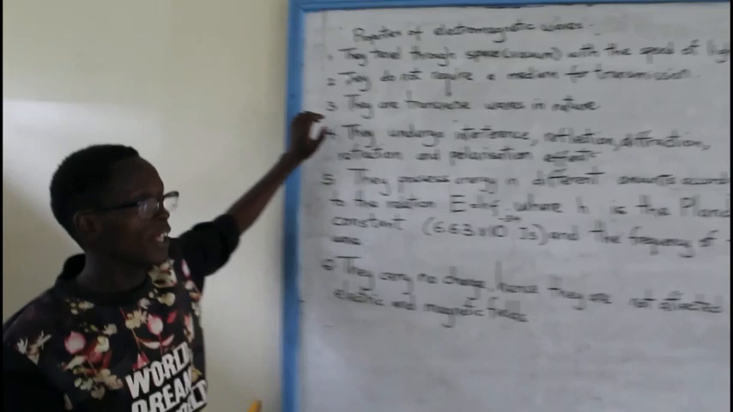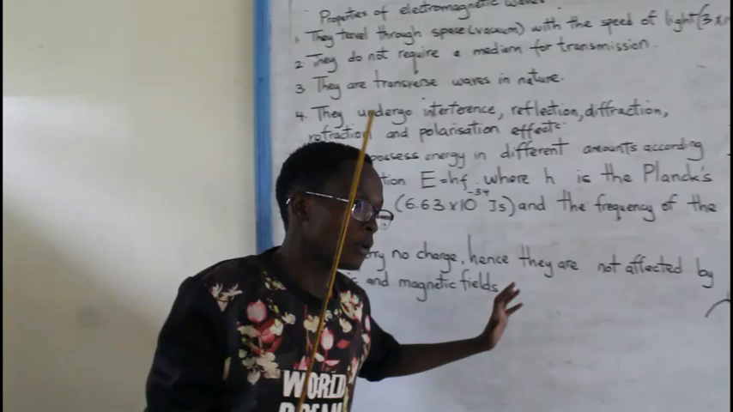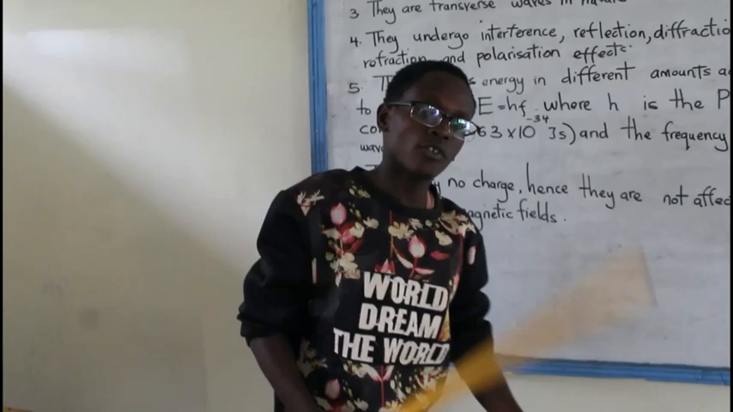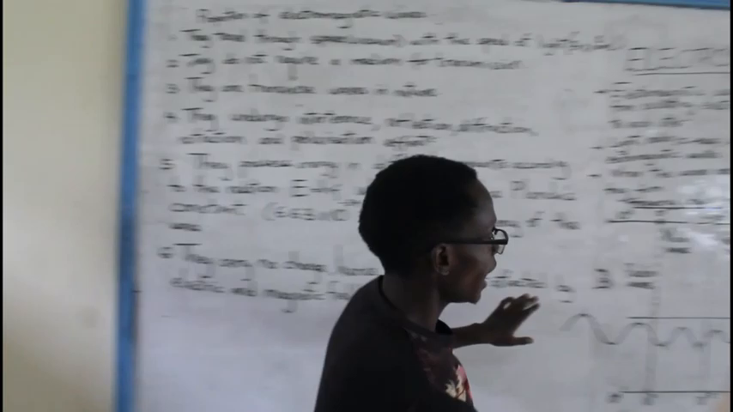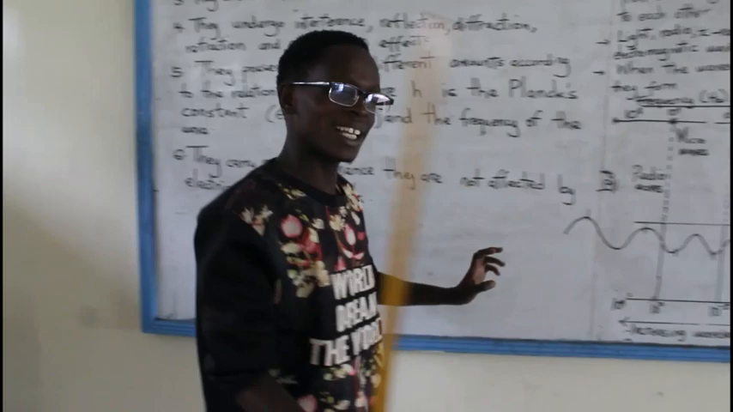The other property is that they are transverse waves in nature. So, what are transverse waves? Transverse waves are waves whose particles vibrate perpendicular to the wave travel, and are transmitted through a series of alternating crests and troughs. So all these electromagnetic waves are transmitted through alternating crests and troughs, and their particles vibrate perpendicular to the direction of the wave travel, as I drew earlier.